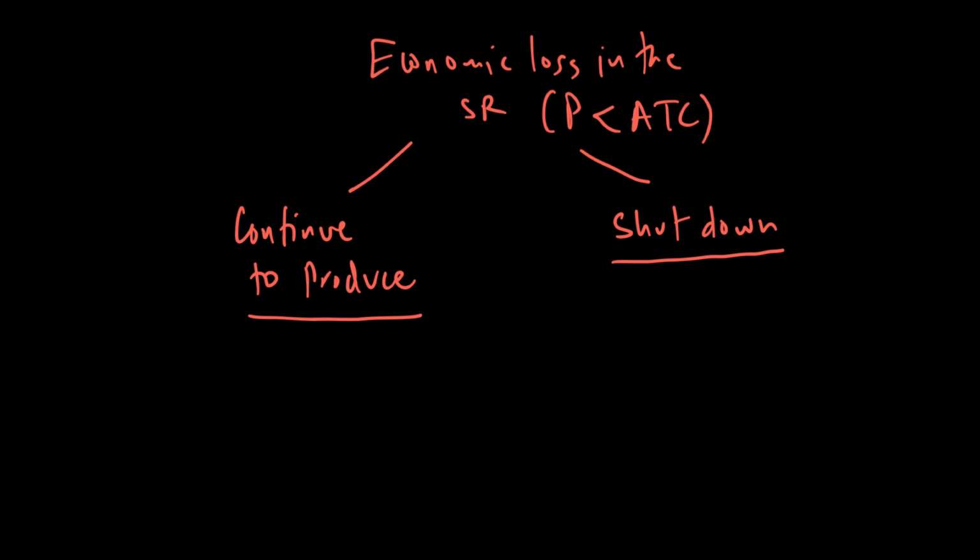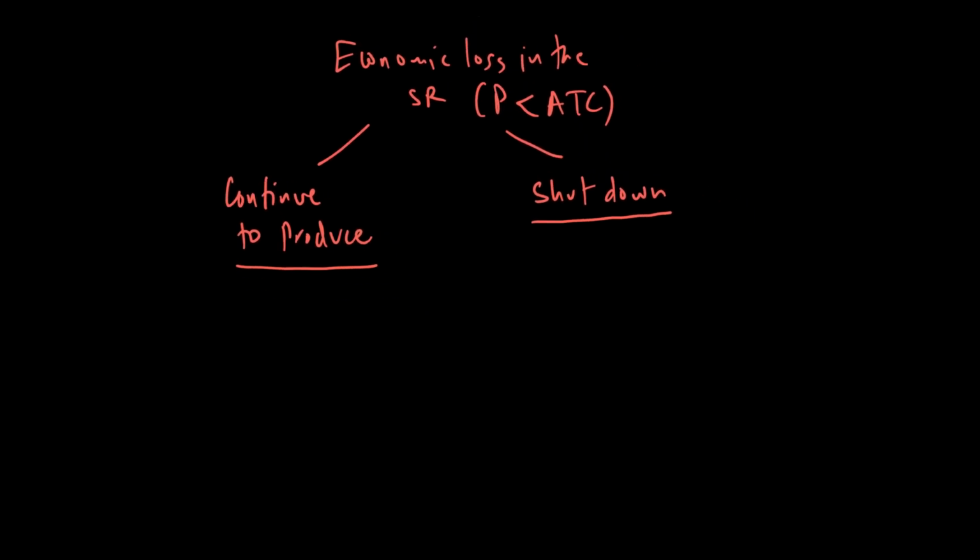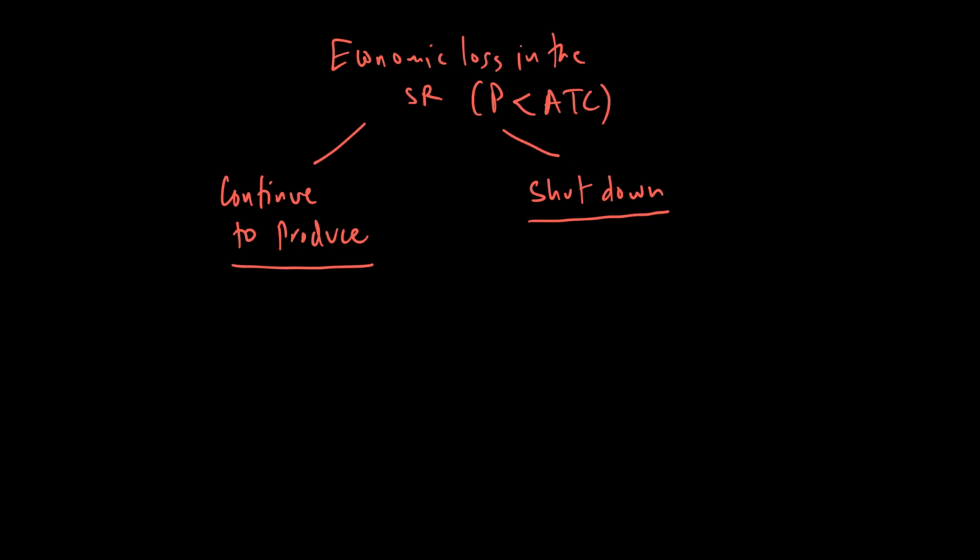But in the short run, an important thing we need to understand is that there are some costs that you have to pay irrespective of whether you produce anything or not, and that is what we call fixed cost. Fixed cost is a cost that you have to pay irrespective of your production. Even if you produce 0, you will still have to pay a fixed cost.